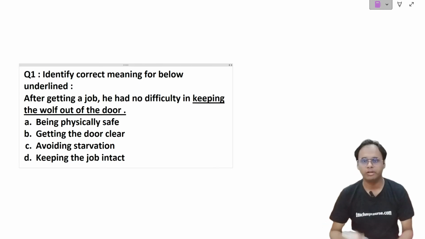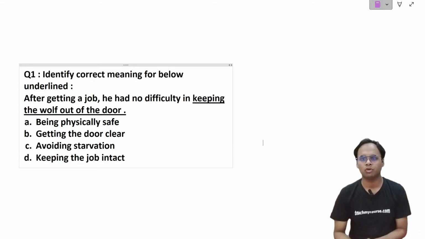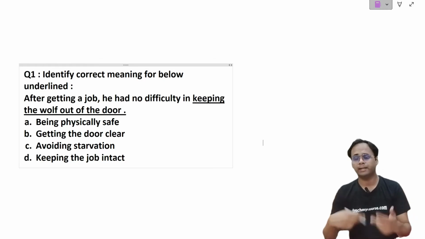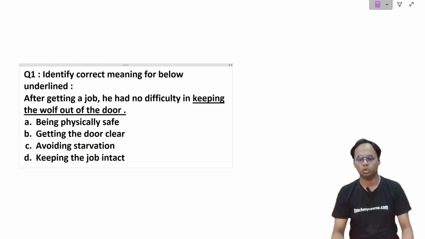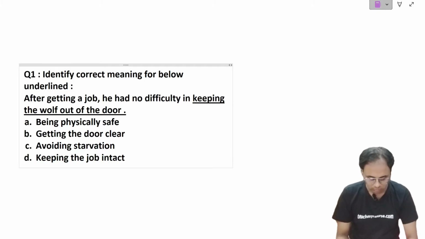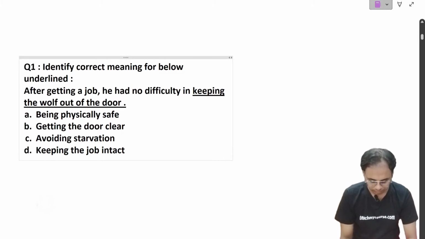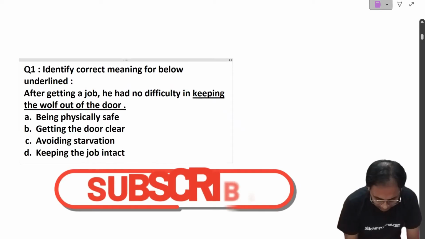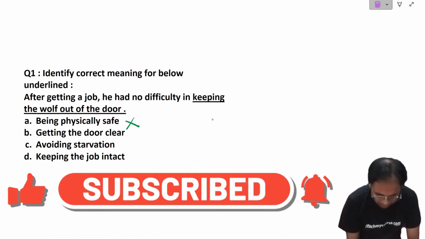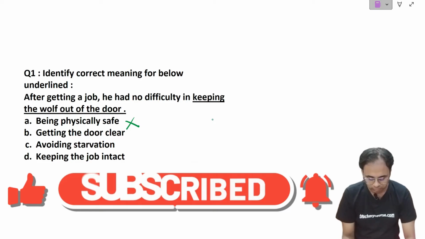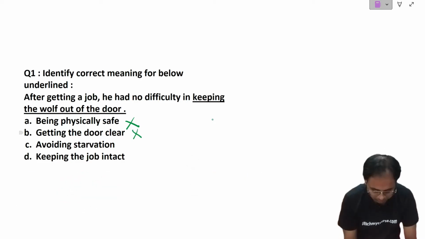Okay, so once we get a job, what do we get? We get money, we can fulfill our requirements. Okay, that is the common sense. So let's try to analyze from that angle. Like, we don't know the meaning of this idiom, which is keeping the wolf out of the door. So the first is being physically safe. I don't think that after getting a job, being physically safe makes sense. Okay, then getting the door clean. No, it doesn't make any sense.